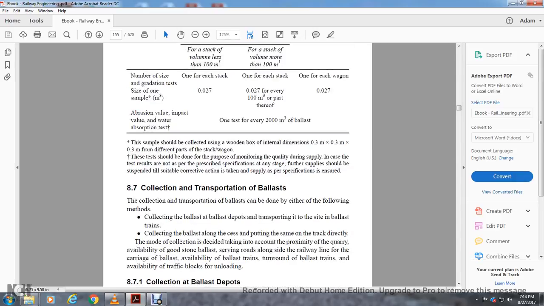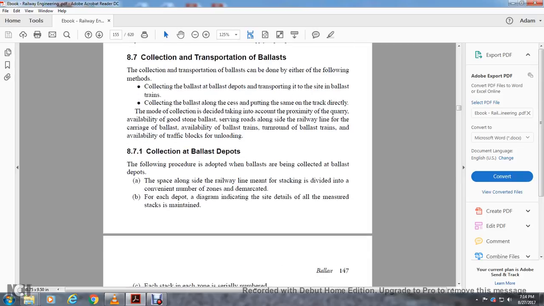8.7 Collection and transportation of ballast. The collection and transportation of ballast can be done by either of the following methods: collecting the ballast from the ballast deposits and transporting it to the side of the track for the ballast train, or collecting the ballast along the side and putting it directly into the track. The choice of collection is made taking into account the proximity of quarries with good stone ballast, roads along the railway line for carriage of the ballast, availability of ballast trains, turnaround of the ballast trains, and availability of traffic blocks for unloading.